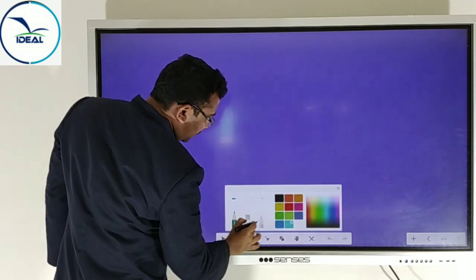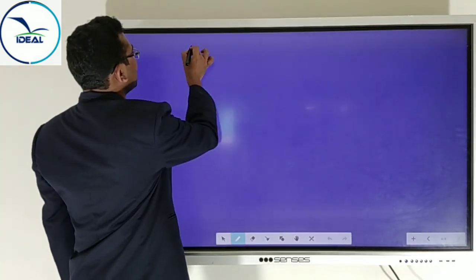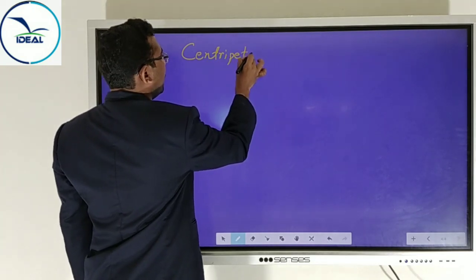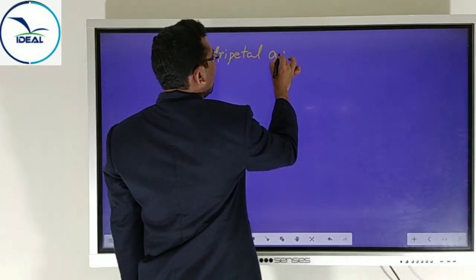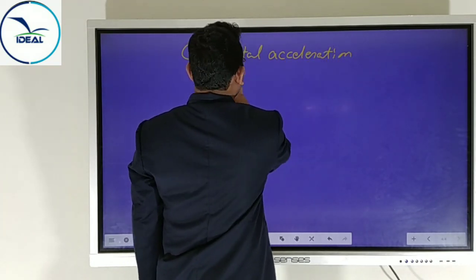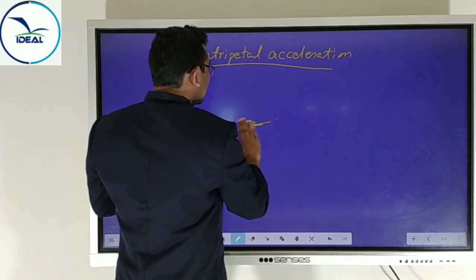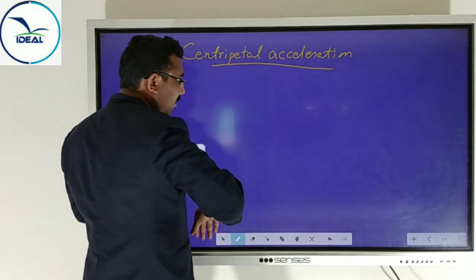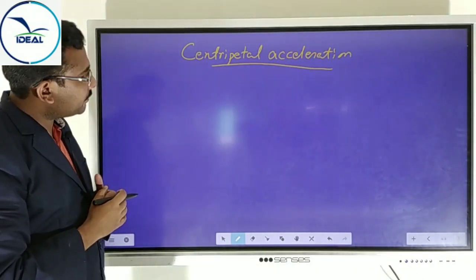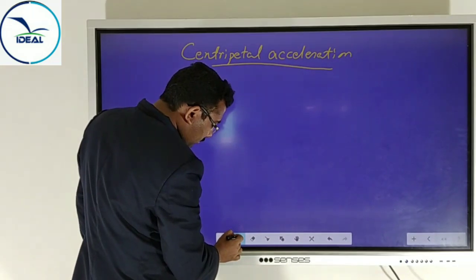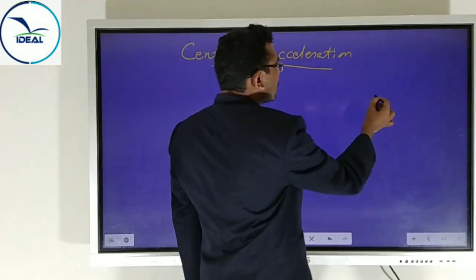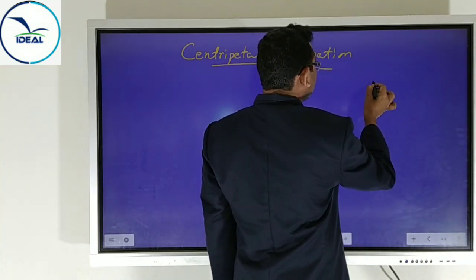Centripetal acceleration. Very, very important topic. It is a 3-mark question in your board exam. Centripetal acceleration. Suppose the figure is very important.